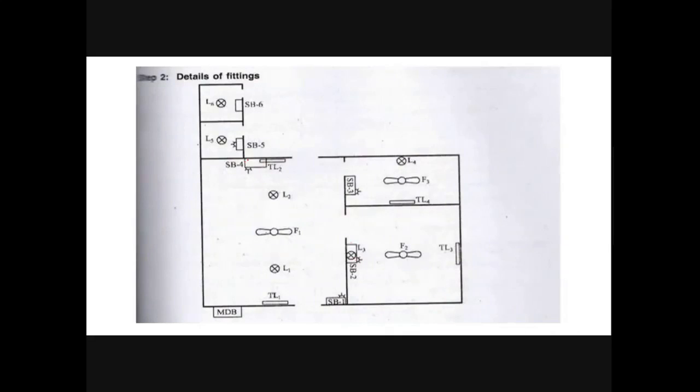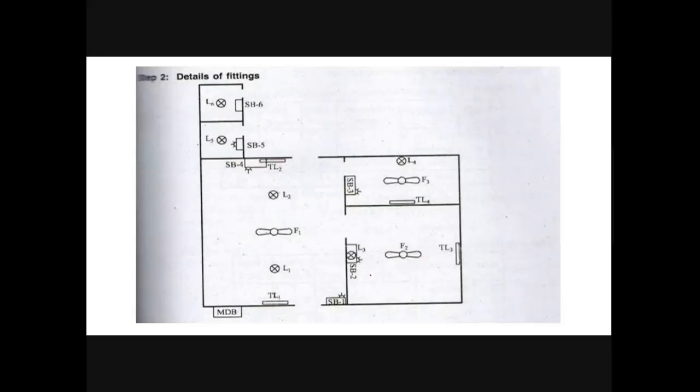What is step number 2? We have to use the fittings, the details of fittings. So this is the main distribution box, MDB. The tube light is available according to the specification, and this arrangement we have to make. Fans are available, F1, F2, and F3. Three fans are available, and ordinary lamps are L1, L2, L3 is here, L4 is here, L5, and L6. And the tube lights TL1, TL2.